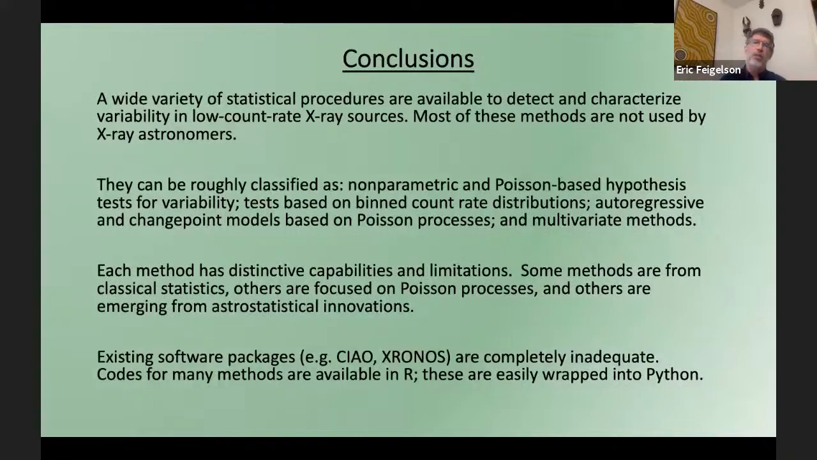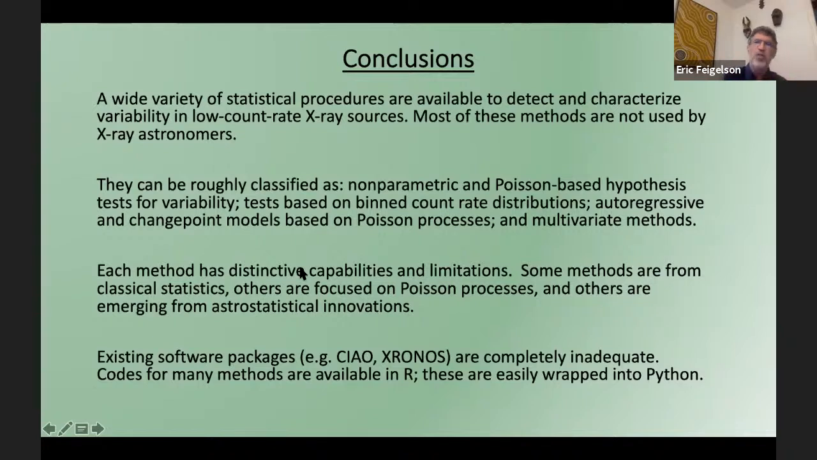So in conclusion, I'd like to say that there's actually a wide variety of methods to detect and characterize variability in low count X-ray and gamma ray sources. Most of these methods are not being used by X-ray astronomers. And here are the four categories. That was my outline at the beginning. Each method is sort of different.